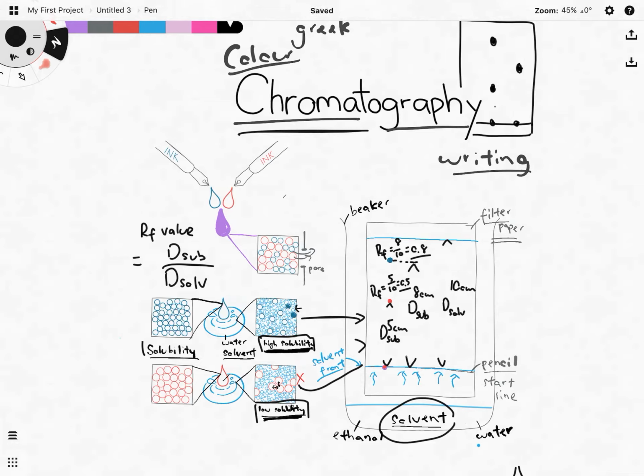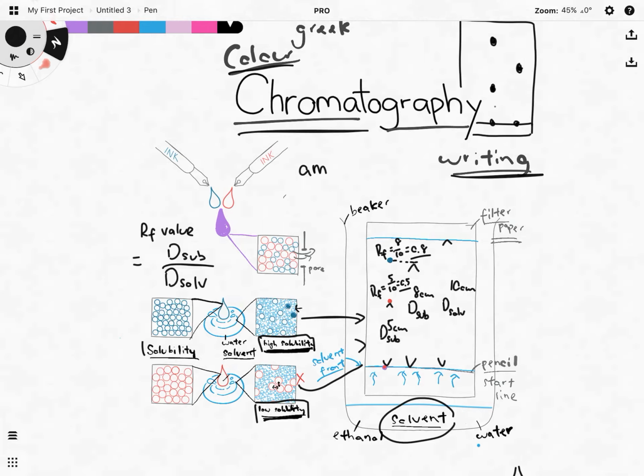Do we only use chromatography to separate ink, right, as the name suggests, color and writing? Do we only use it to separate ink? Not really. We can use chromatography to separate out many other things, as long as the thing can dissolve in a solvent. I'll give you an example. There are other things that you can separate out through chromatography.